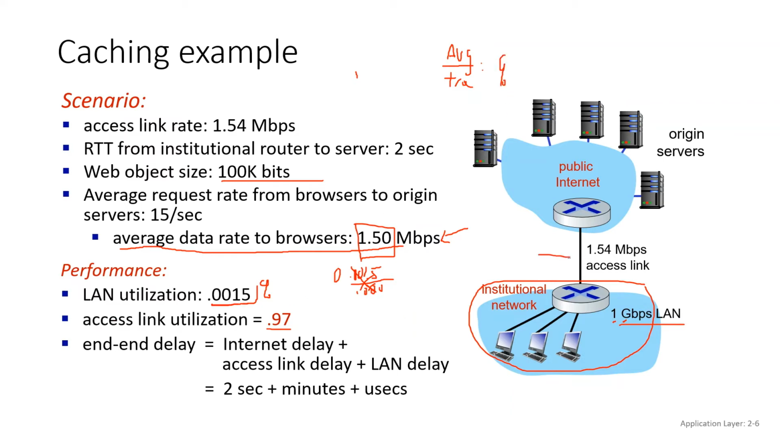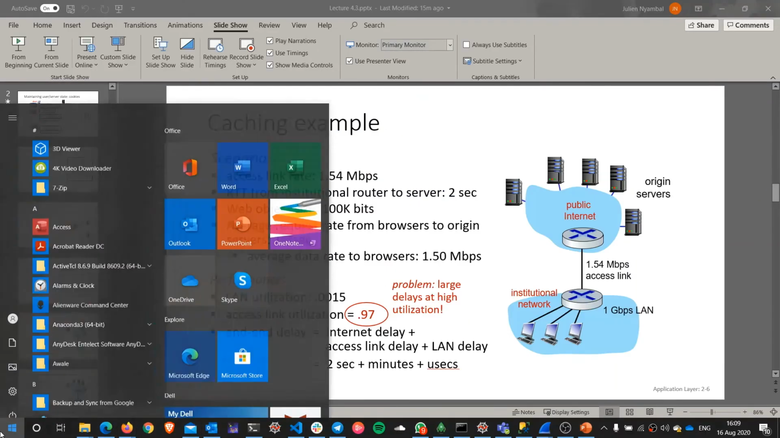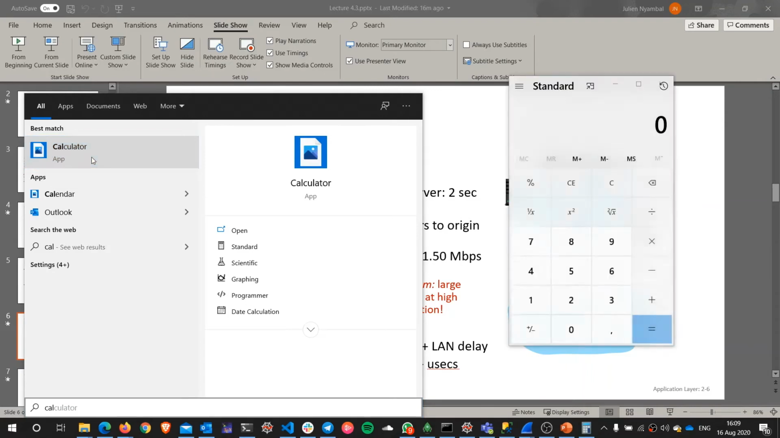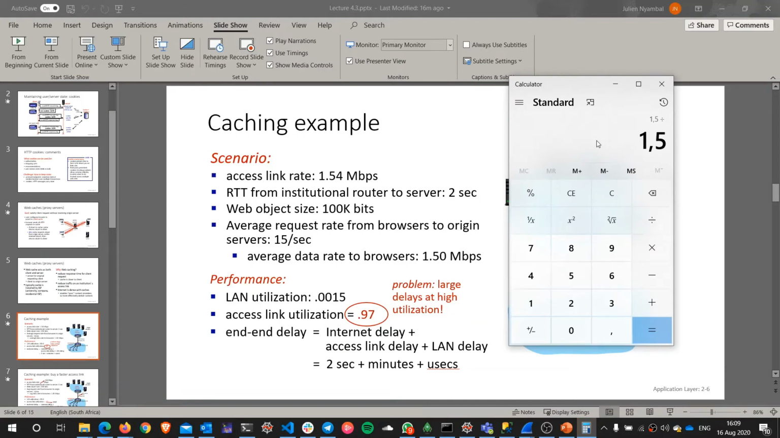Now the access link utilization is the same thing, 1.5 divided by 1.54, because we said it's 1.54. And you can see that these two numbers are very close to each other, which means that the utilization is fairly big. For us to notice that, you can literally do the computation. You would see 0.97. So if I do that for you, it will be fairly quick. So 1.5, sorry, 1.5 divided by 1.54.